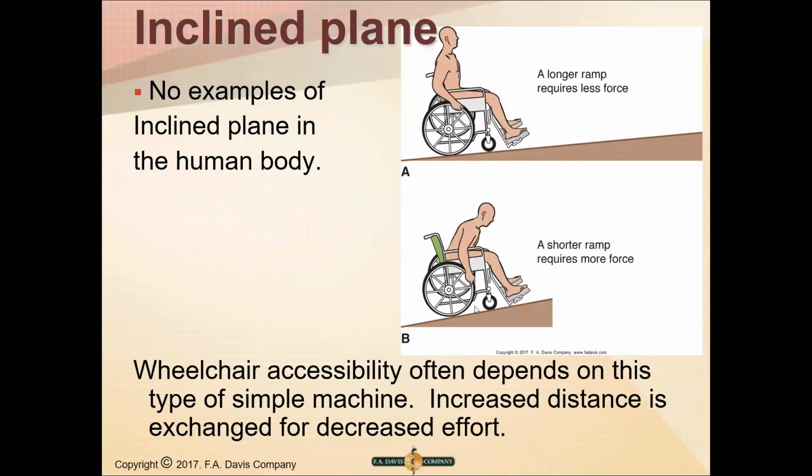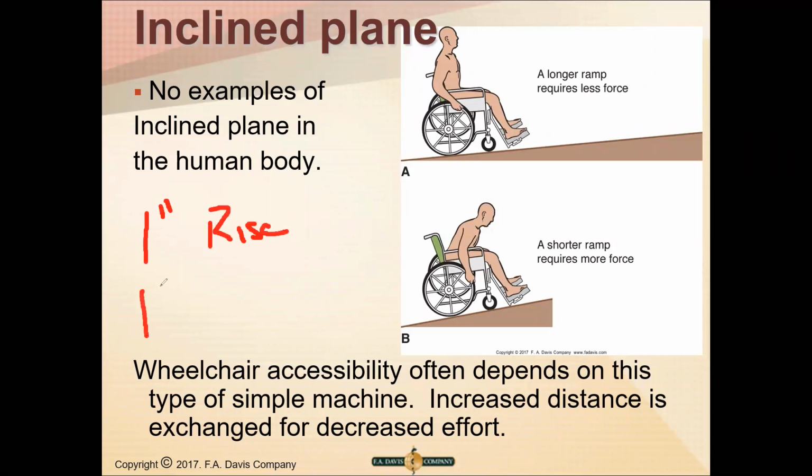Incline plane, right? In incline plane, we're usually going to talk about wheelchairs. There's no real true incline plane in the human body, but definitely with wheelchairs, we've got to work with them, right? We talked about with the wheelchair, in order to have the most ideal wheelchair ramp, we want for every 1 inch of rise, we have 1 foot of run. So that means for every 1 inch we go up, we have 1 foot of length.